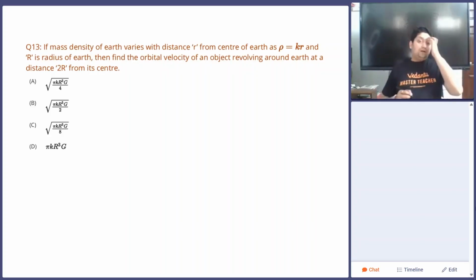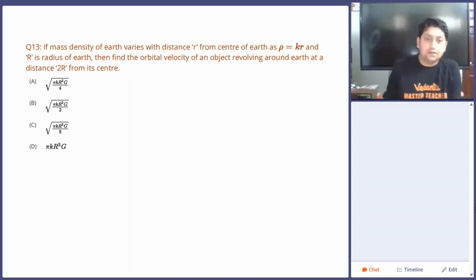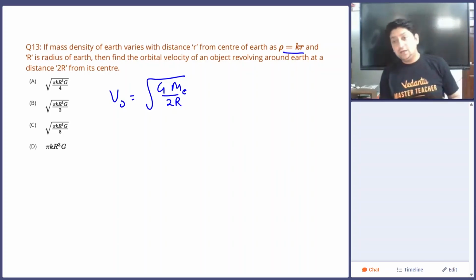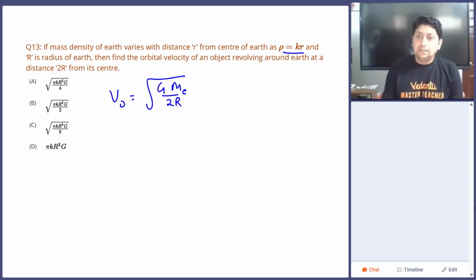If the mass density of Earth varies with distance r from the center of Earth as given, and R is the radius of Earth, then find the orbital velocity of an object revolving around Earth at a distance 2R from its center. See, orbital velocity is very easy to find: under root GM by the radius of the orbit, right? This is the mass of Earth, but here we need to find out the mass of Earth as the density is variable.